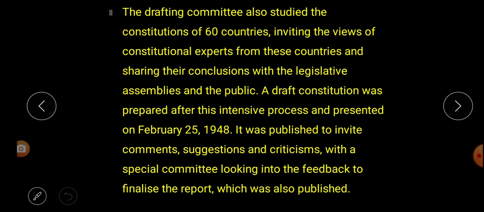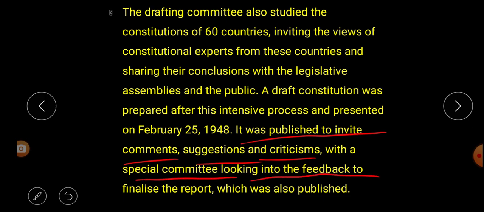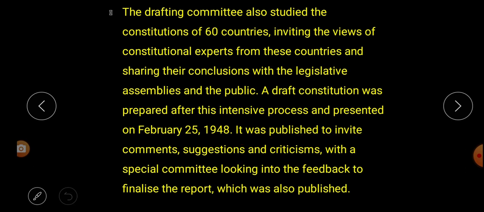It was published to invite comments, suggestions and criticism, with a special committee looking into the feedback to finalize the report, which was also published. So why did they publish this draft constitution? That means people should read it and give their comments, suggestions and criticism. And there was a committee looking at the feedback of the people to finalize the report, which was also published.